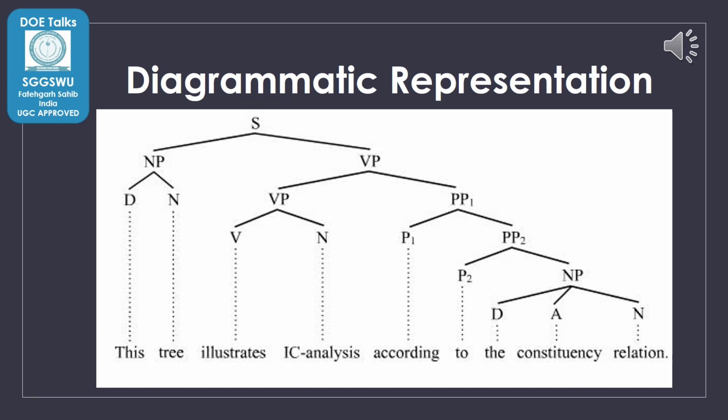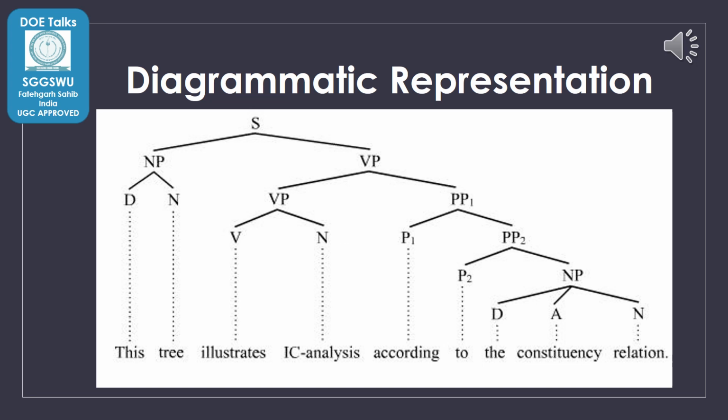Now the sentence "this tree illustrates IC analysis according to the constituency relation." This and tree is a noun phrase, which is determiner and noun. Verb phrase 1 was "illustrates IC analysis according to the constituency relation," which we divided into "illustrates IC analysis," and the second part was "according to the constituency relation." Then verb phrase 2 is divided into verb "illustrates" and noun "IC analysis."